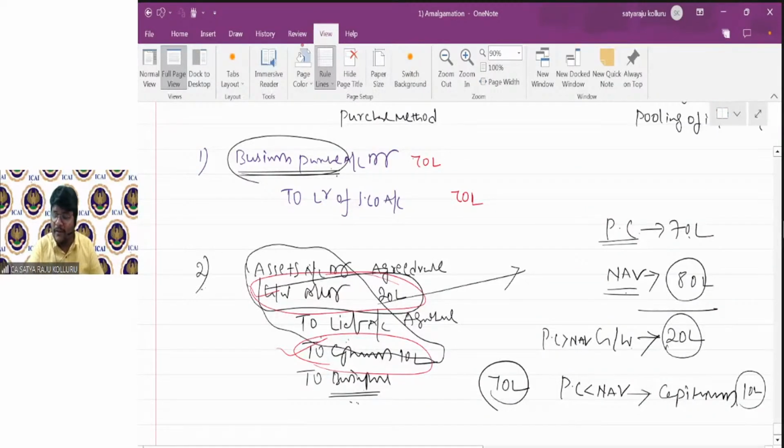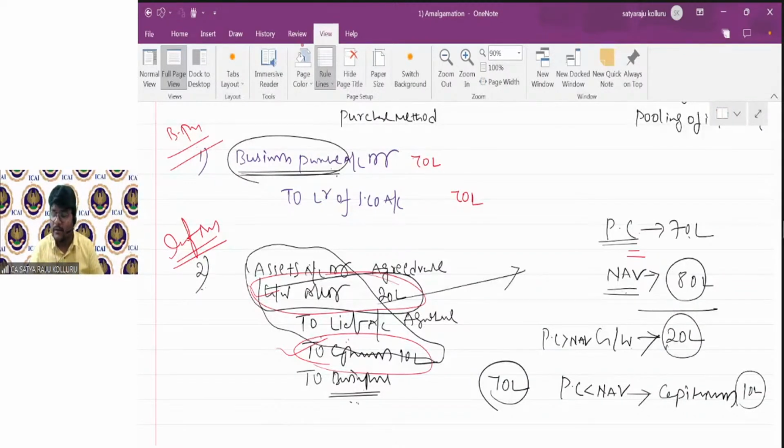Sir, if PC is equal to NAV, what is the scenario? No goodwill, no capital reserve. Whatever you are paying, in return, the same thing you are getting. So the first entry we call the business purchase entry. The second entry we call incorporation of assets and liabilities. At this stage itself, you need to compare PC with NAV. If PC is equal to NAV, no goodwill, no capital reserve. If PC is greater than NAV, goodwill. If PC is less than NAV, capital reserve. All such components you need to incorporate.